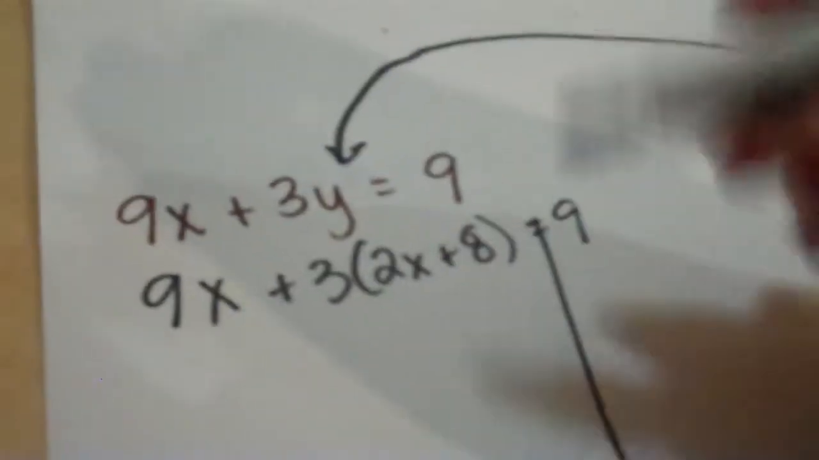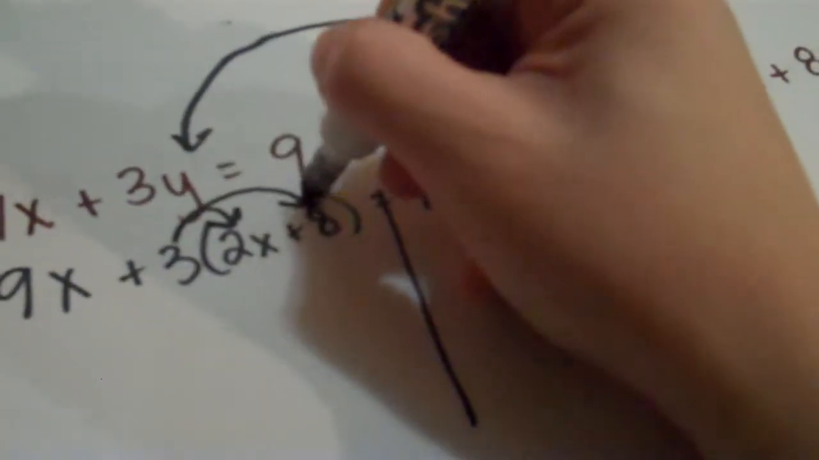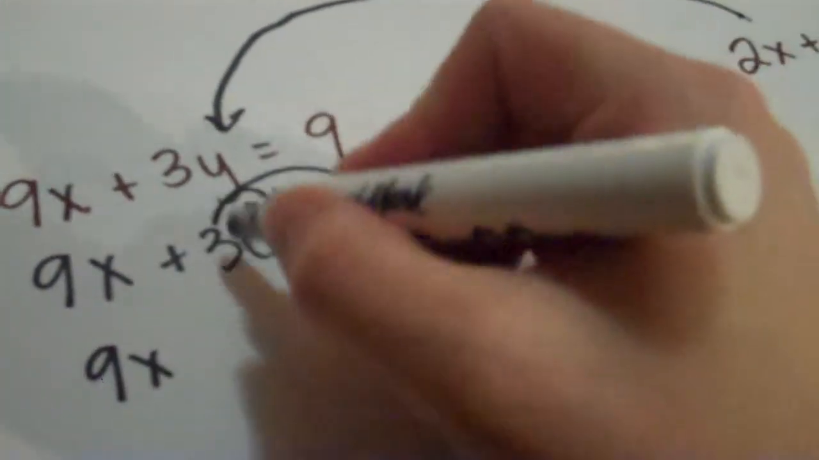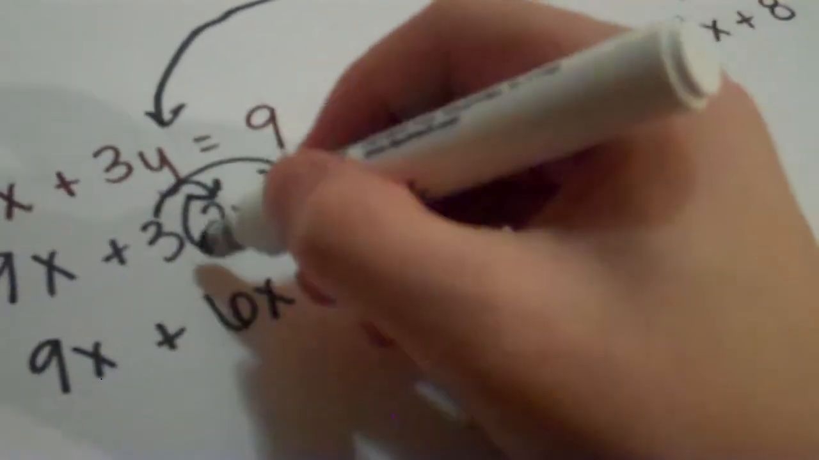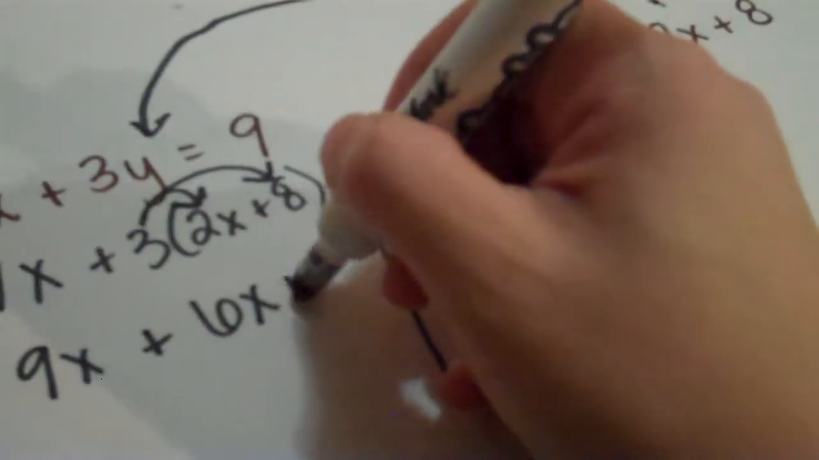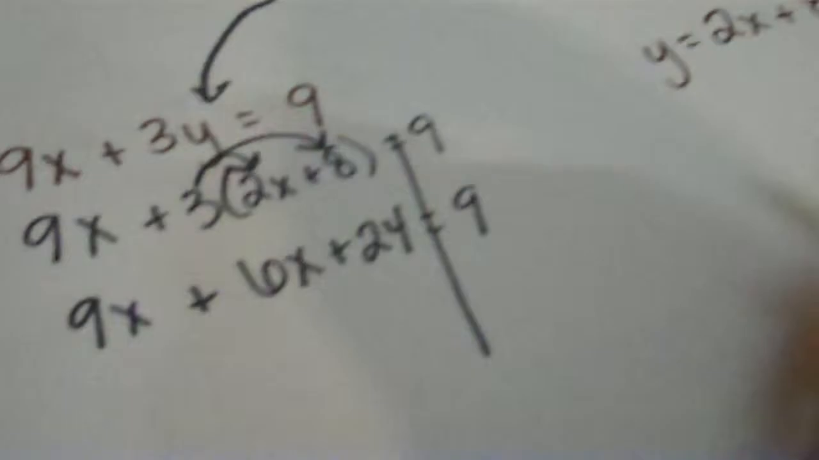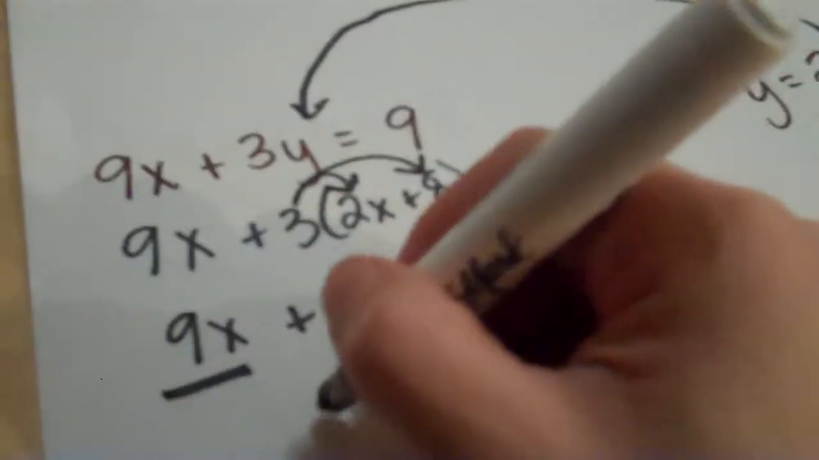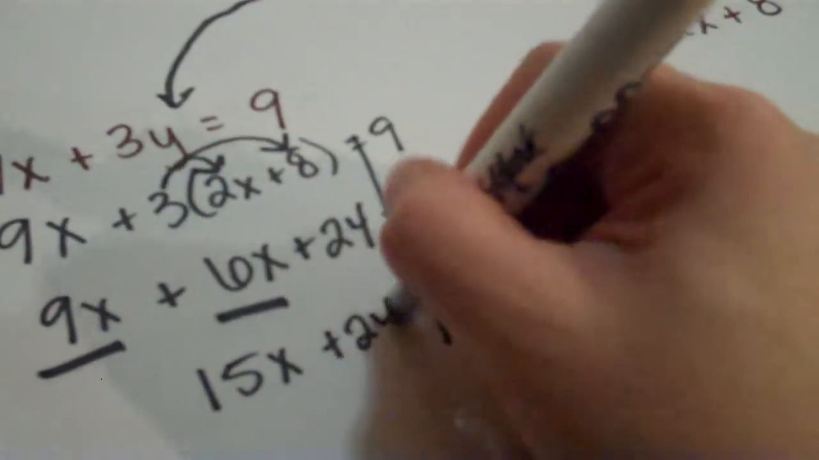So I'm going to distribute first. It's the easiest thing to do. I'm going to rewrite my 9x. 3 times 2 is 6. 3 times 8 is 24. Good. So I distribute. I combine my like terms. So 9 plus 6 is 15x plus 24 equals 9.